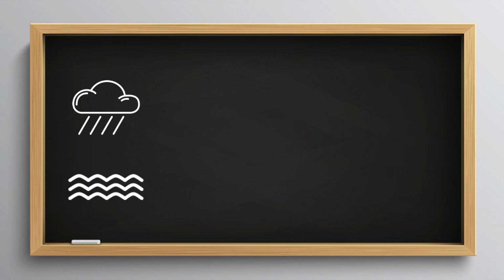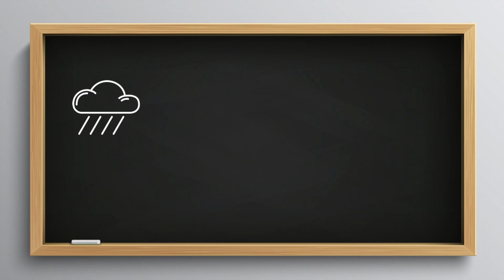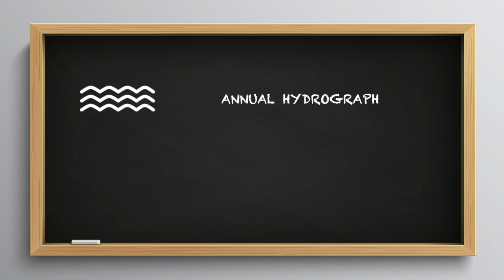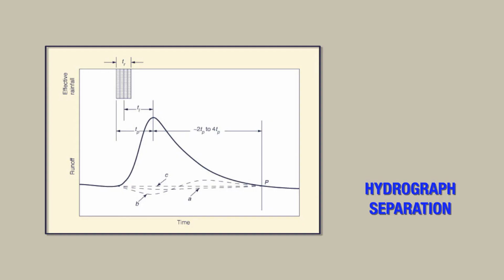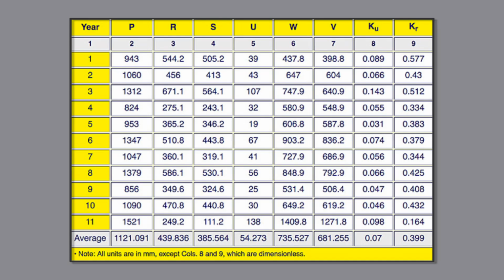The precipitation data consists of a daily rainfall hydrograph, and the runoff data consists of the hydrograph measured at the basin outlet. The annual hydrographs are used to calculate annual rainfall P in millimeters. Each annual hydrograph is integrated to obtain runoff R in millimeters. Surface runoff S in millimeters is obtained by hydrograph separation using established principles. The matrix of PRS is used to run the calculator online water balance. This figure shows the tabular results of the online program.